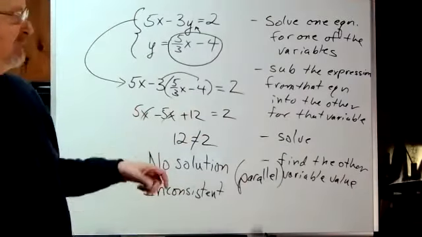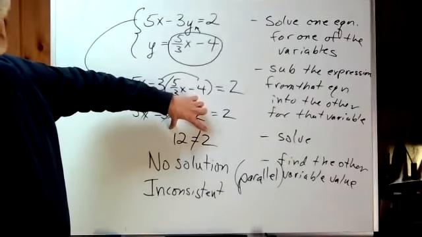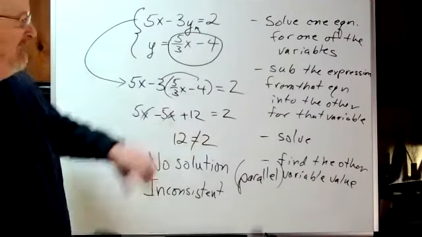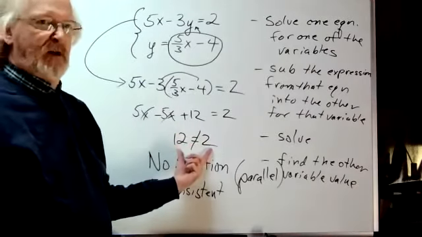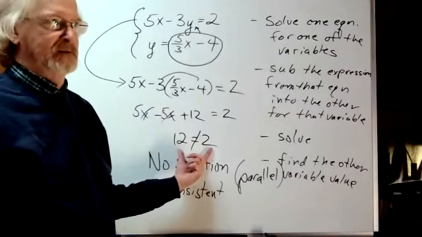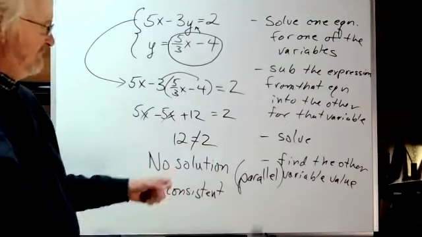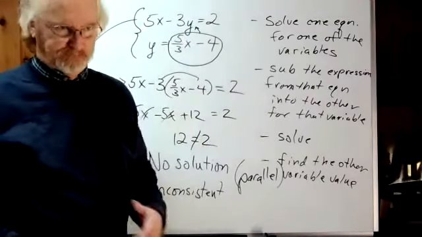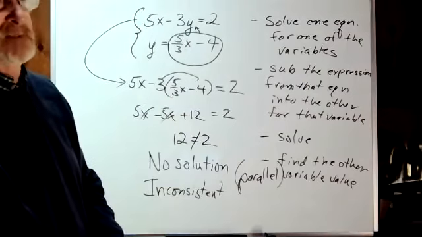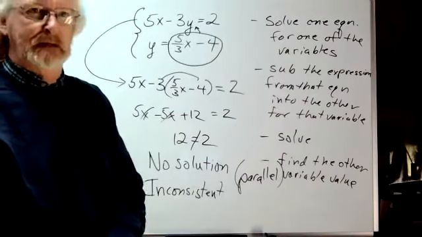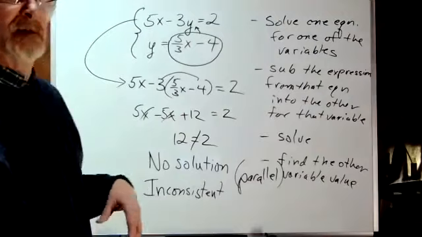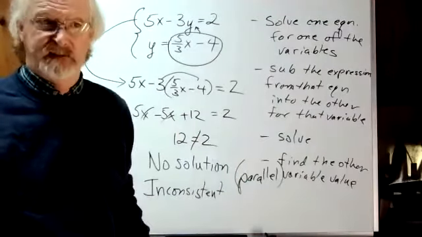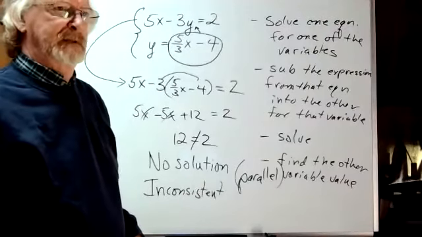So previous example, you get something that boils down to always true with no variables. So that was the dependent, same line. Here we get always false, no variables. So two parallel lines, no solution or inconsistent. So this is how you would algebraically determine that. I think some of your problems in this section, 5.2, ask you to determine the number of solutions without graphing it. How many solutions without even graphing it?